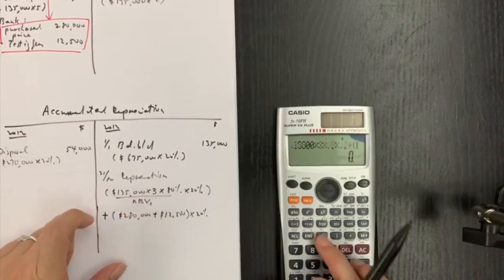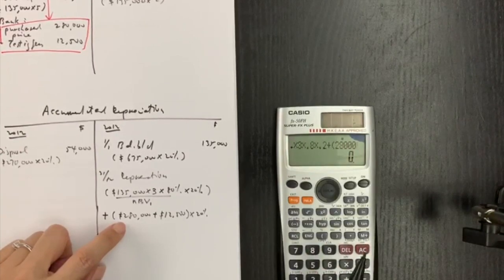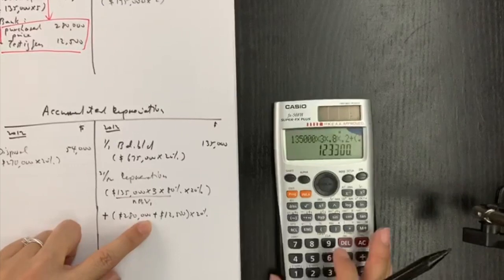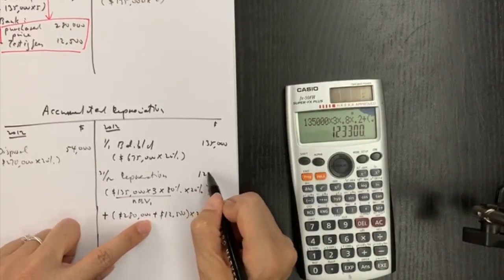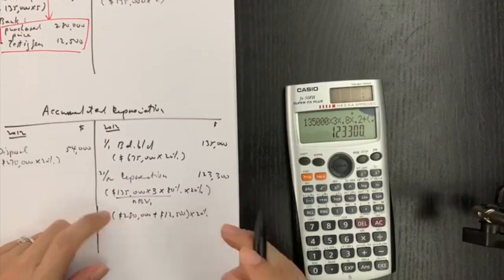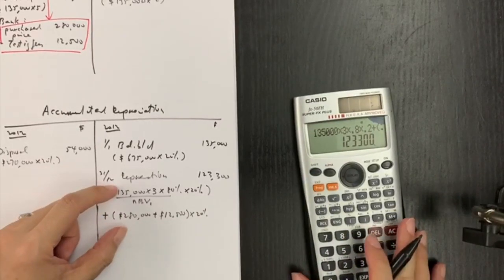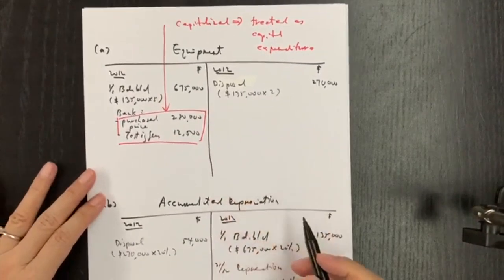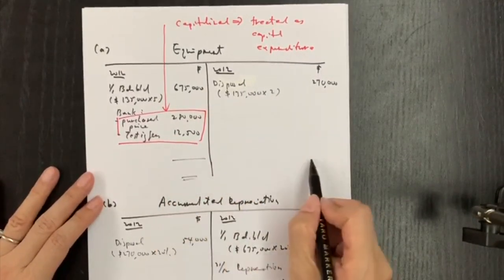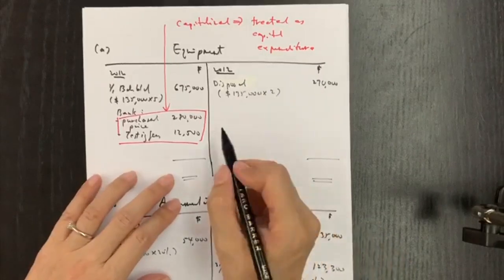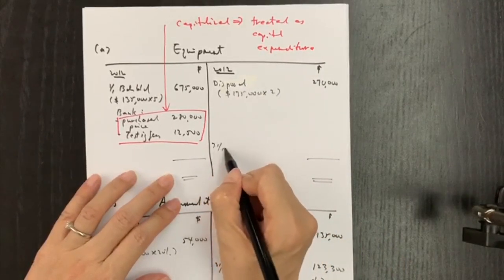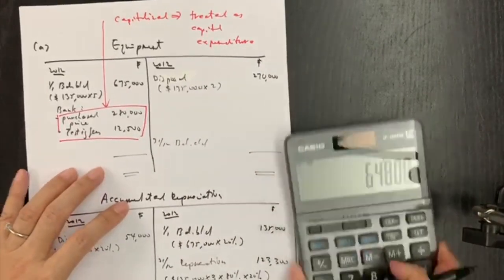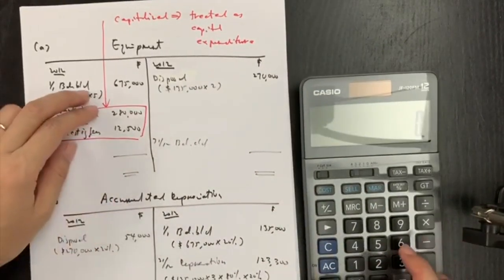And then plus I need brackets. Times 0.2, so that I get this 123,300 for total depreciation for the year. Okay, so after that we have finished all the analysis, and then we can close the T account in this way, and when we close it, we close it at the end, so balance carry down. Therefore I can use this big calculator to do it faster.